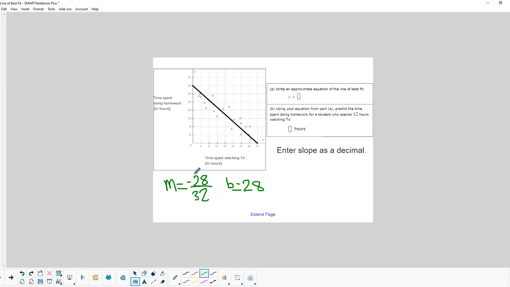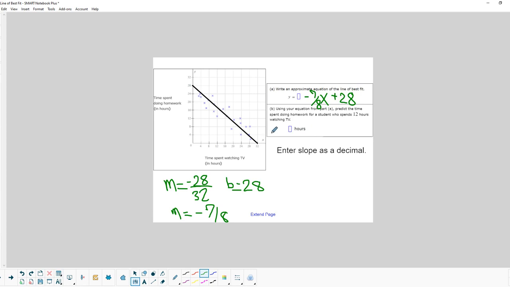And that's my slope, and I can simplify that. So you can use your calculator to simplify it. So you just do negative 28, fraction key 32, and that works out very nicely to be m equals negative 7/8. So now we write our equation, y equals negative 7/8 x, and then our y-intercept was plus 28.